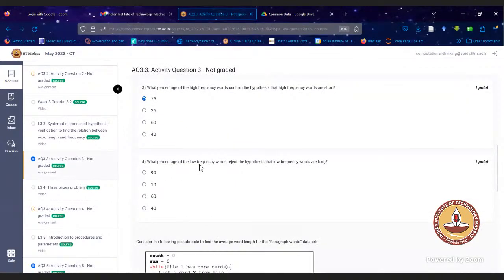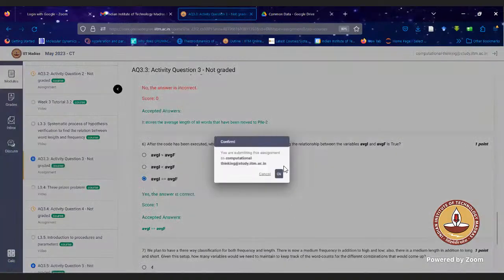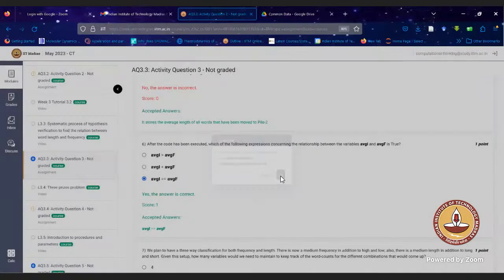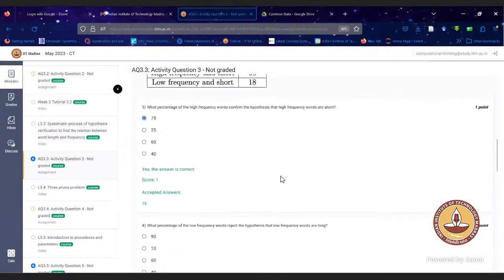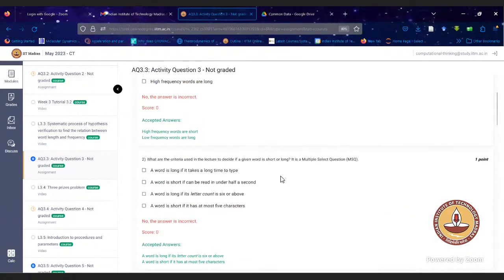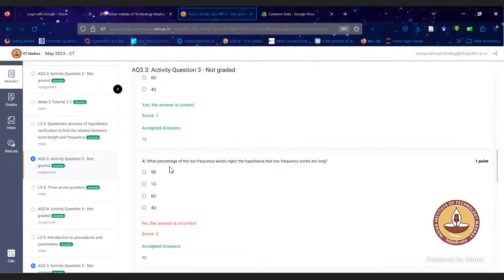What percentage of the low frequency words reject the hypothesis that low frequency words are long? What's your answer? These are all based on the lectures. Unless I play the lecture here, I won't be able to answer you exactly what that is. So what was your answer? What percentage of the low frequency words reject the hypothesis that low frequency words are long?